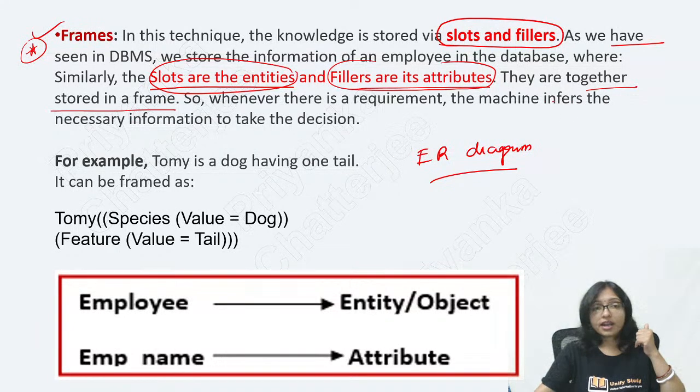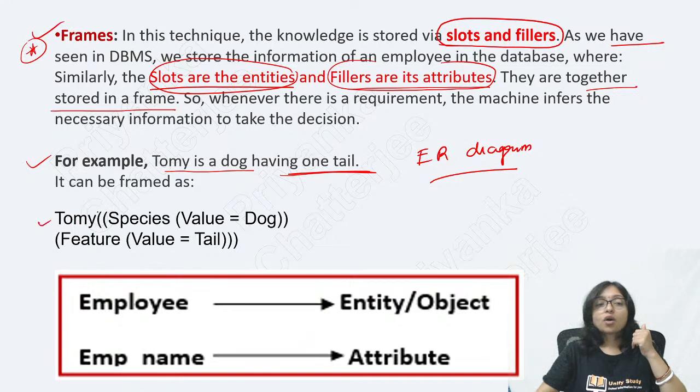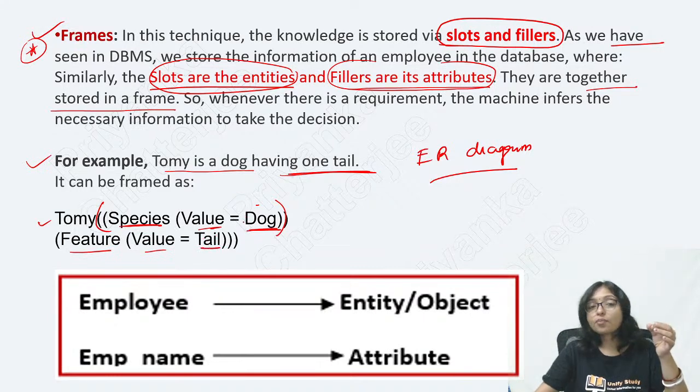So how does the machine infer? Here is the example. Tommy is a dog having 1 tail. How can we represent it? Tommy, species value equals dog. So Tommy is a dog. Feature value equals tail. What feature does Tommy have? That is the tail. So from here we can infer this knowledge that Tommy is a dog and has 1 tail. That is the feature of Tommy.